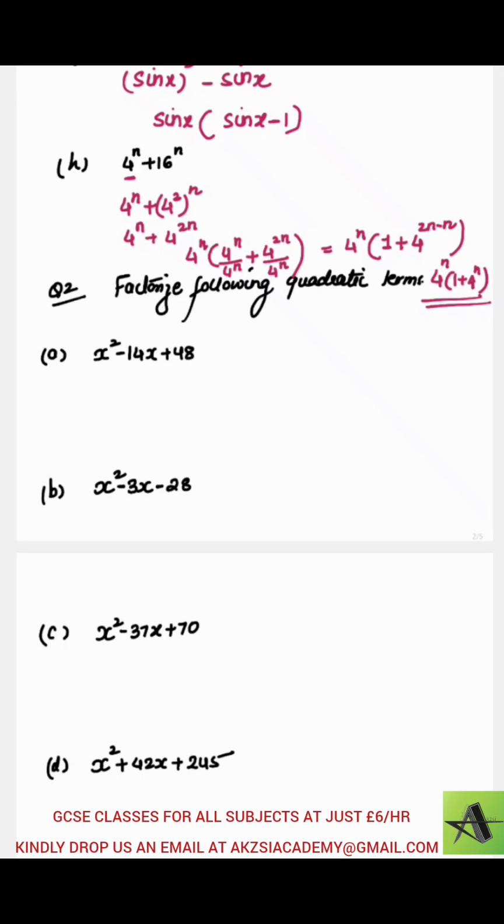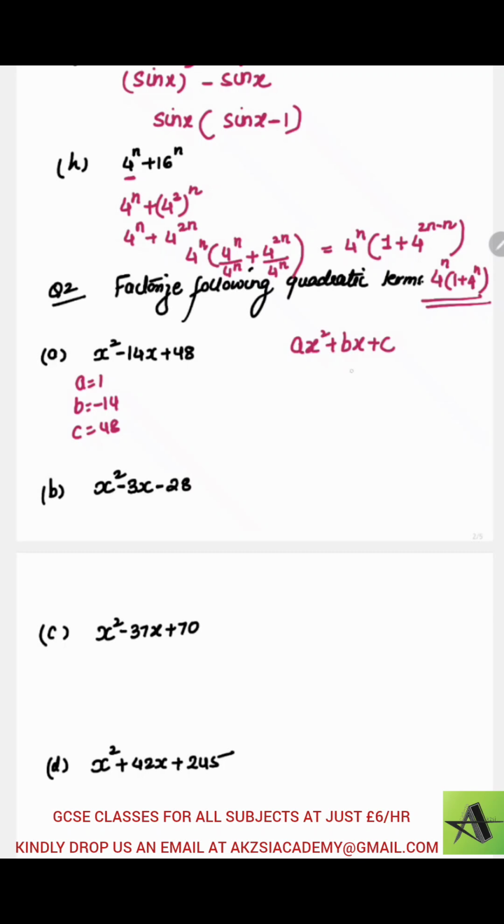These are examples of those quadratics where all the coefficients are present, a, b, and c. This can be factorized by splitting the middle term. Well, here we have to think, if I compare it with ax squared plus bx plus c, the standard quadratic equation, I get a as 1, b as negative 14, and c as 48.